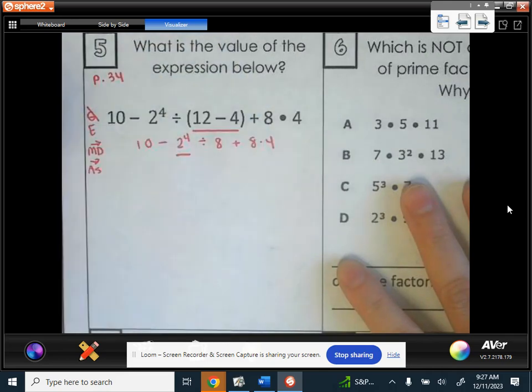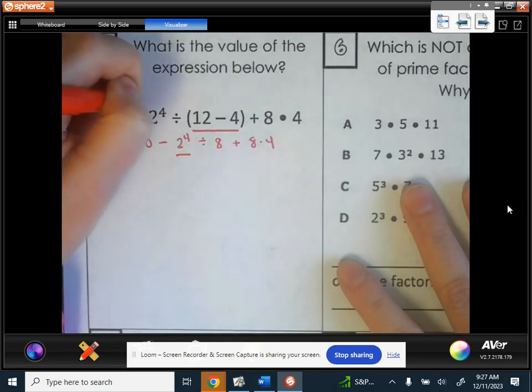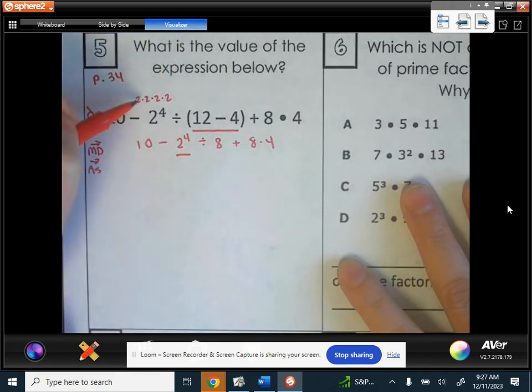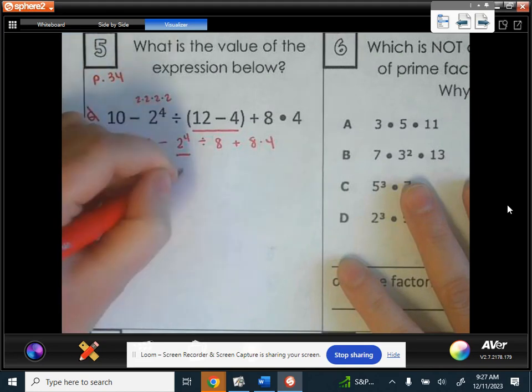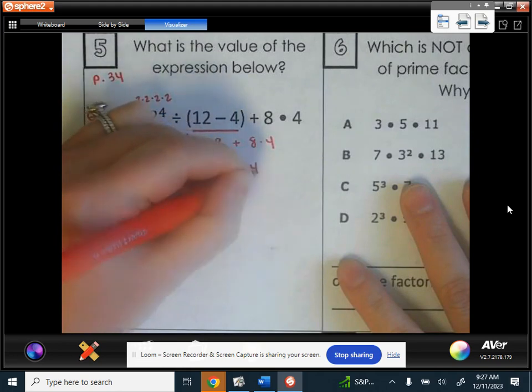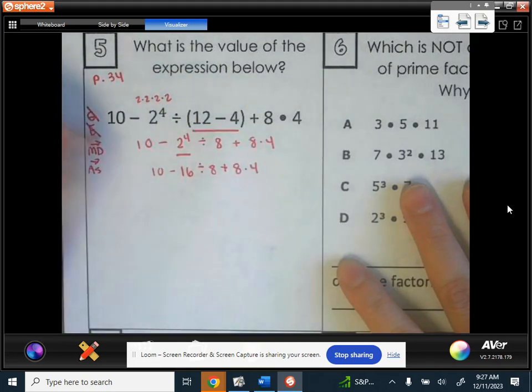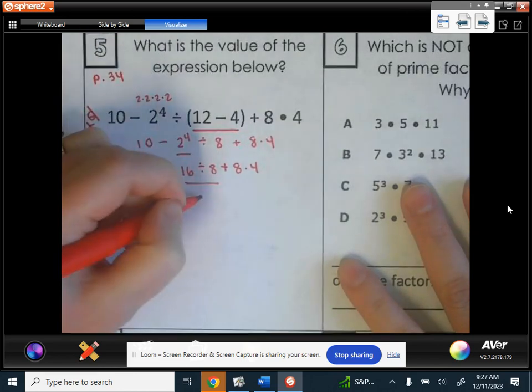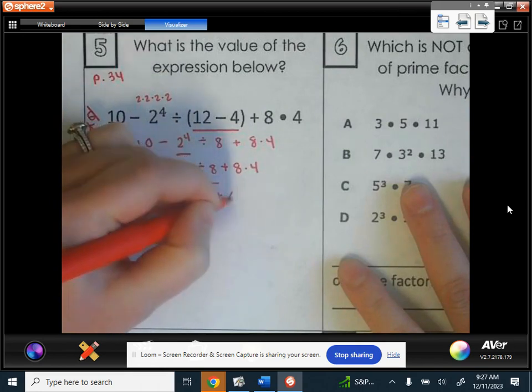We do have exponents. So again, I would recommend writing out the expanded form so that you can work it out. 2 times 2 is 4. 4 times 2 is 8. And 8 times 2 is 16. So this is 16. Everything else is staying the same. Okay, the next one says multiply and divide from left to right. So this one's on the left. 16 divided by 8 is 2.